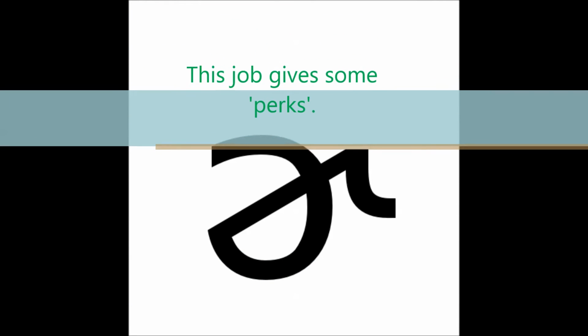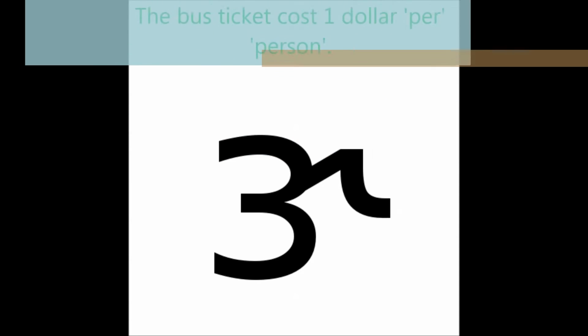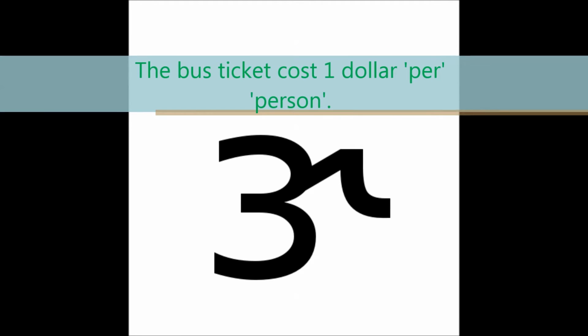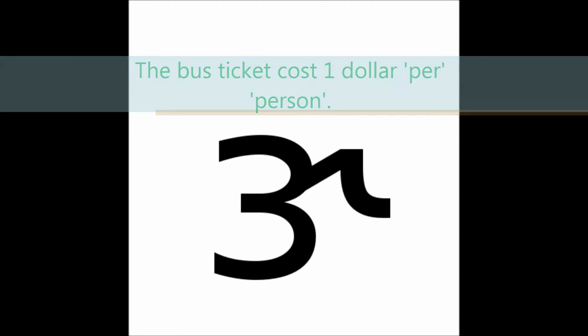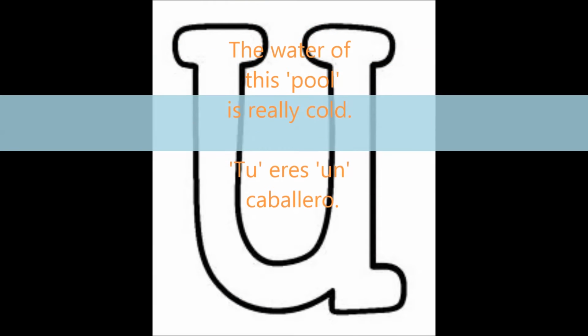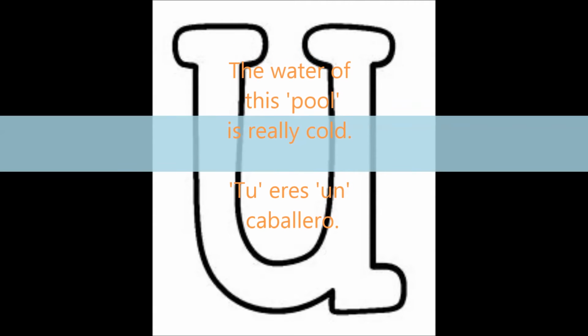This job gives some perks. In Spanish, this phoneme doesn't exist. The bus ticket costs $1 per person. In Spanish, this phoneme doesn't exist. The back vowel sounds. The water of this pool is really cold. Tú eres un caballero. These phonemes differ in the resonance made in the mouth. It means that the first one has a vibration interval longer than the second one.